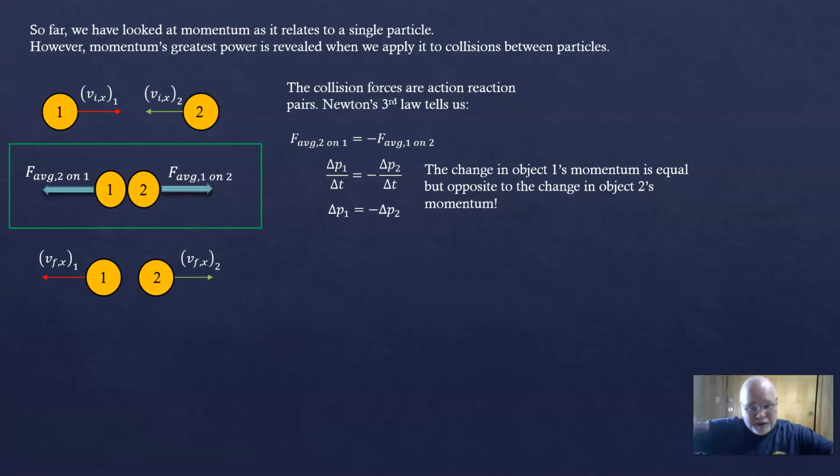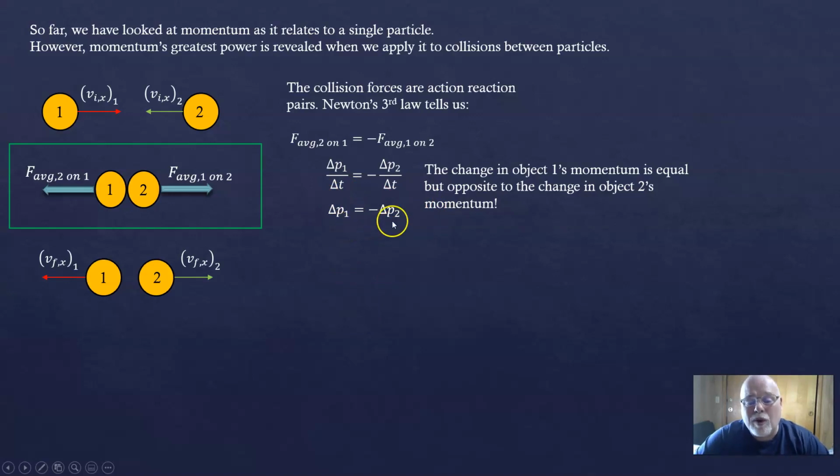Okay, so we're already seeing, this kind of reminds me of kinetic energy and potential energy. You know, they had to be equal in amount but opposite in sign. If we gain potential, we lose an equal amount of kinetic energy. Well, if one object gains 10 newton seconds of momentum as a result of the collision, then the other object has to lose 10 newton seconds of momentum as a result of the collision. And so that's what this equation is telling us.